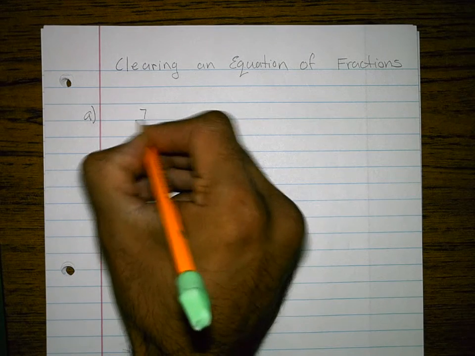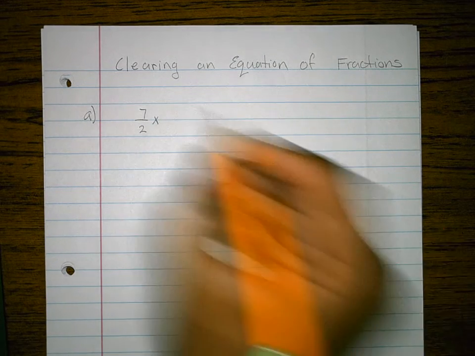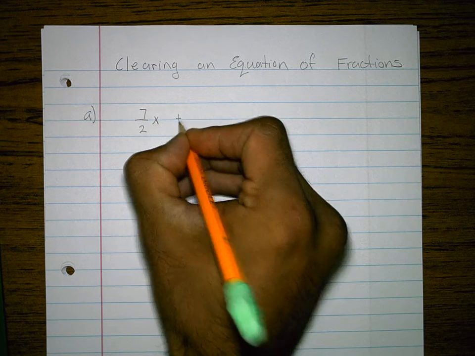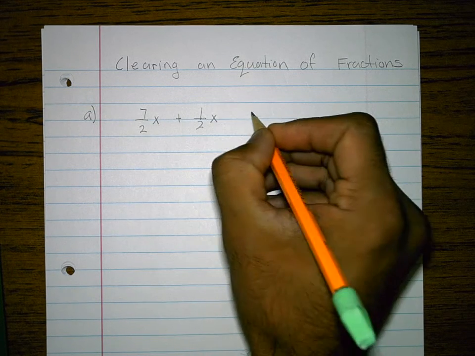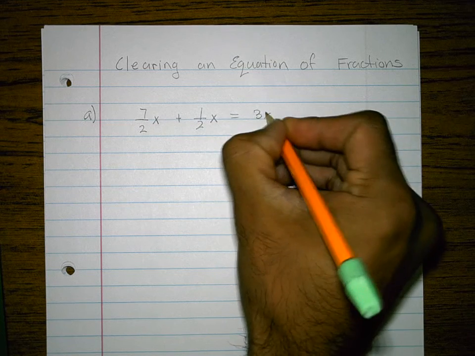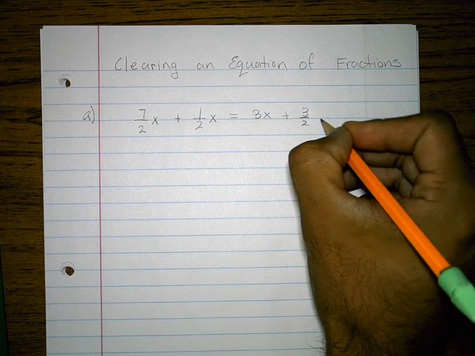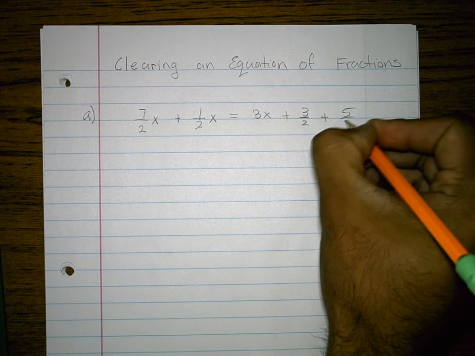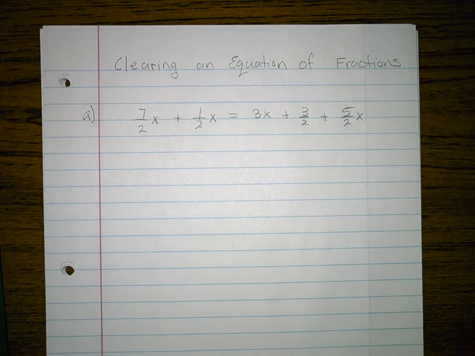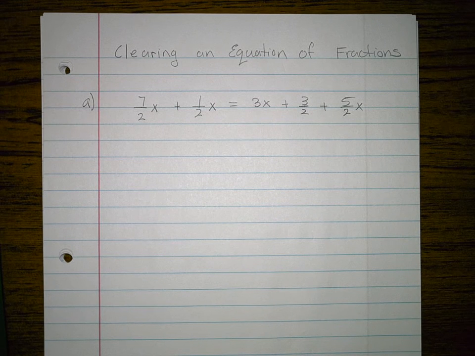I'm going to say 7 over 2x plus 1 over 2x equals 3x plus 3 over 2 plus 5 over 2x. So the most difficult part of this equation is definitely the fact that there's fractions in it. There's a couple different ways you can go about it. You can combine some like terms and do different things, but really I think the best thing to do is to clear the fraction early on in the process.